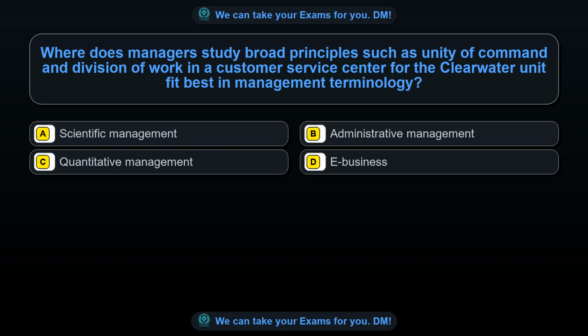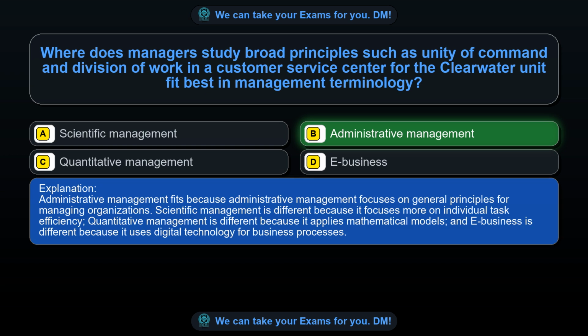Option A, scientific management. Option B, administrative management. Option C, quantitative management. Option D, e-business. The correct answer is option B, administrative management. Administrative management fits because administrative management focuses on general principles for managing organizations.